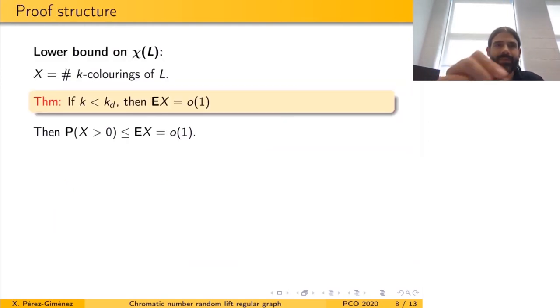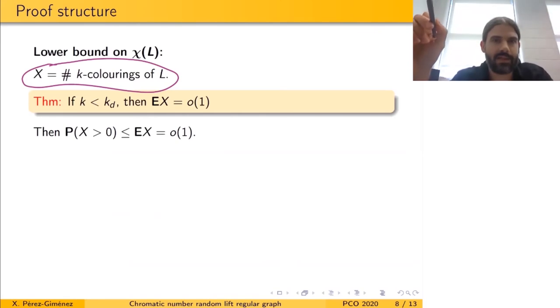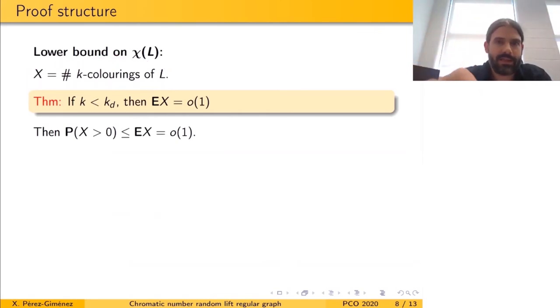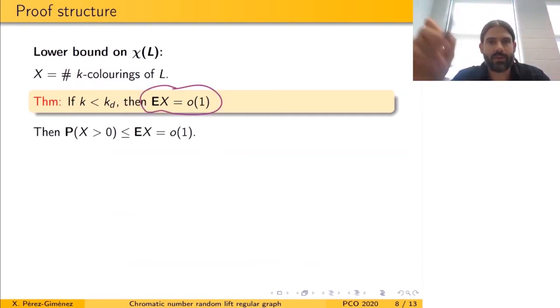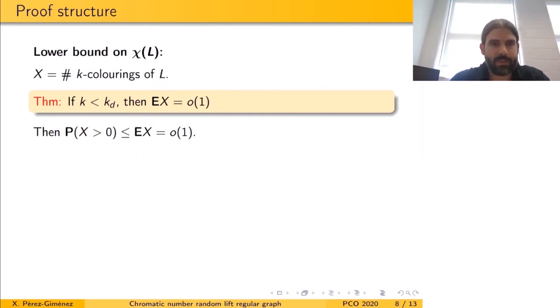So here's the main idea behind the proof. As I said, it's a first and second moment argument. To lower bound the chromatic number, you just want to count the number of K-colorings of a random lift and then show that if your number of colors is too small, then the expected number of proper colorings goes to zero. And therefore, with high probability, you have no proper K-coloring. So that's just the first moment argument.